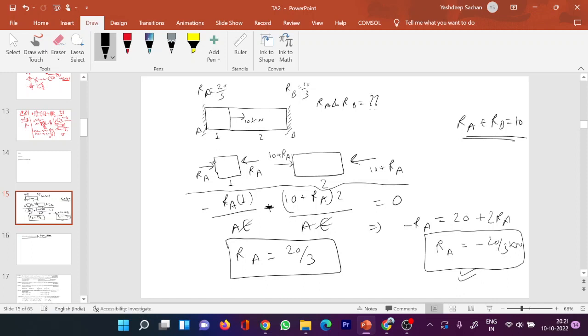Yes, sir. Here we have assumed the first part is in tension or compression, but the actual condition would be different. Same here, we can put minus 20 by 3. Sir, how is the area taken? Area A we have taken the same for all. A is the same and E is the same for both. So that's why AE in both I have taken, and it has gone and finished. Clear or not? Yes, sir, clear.